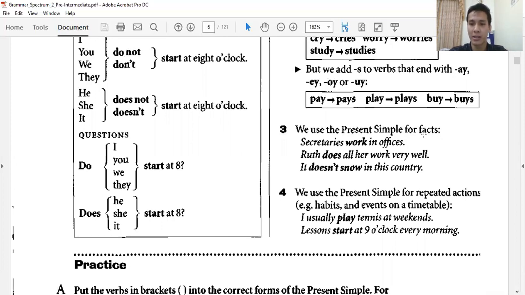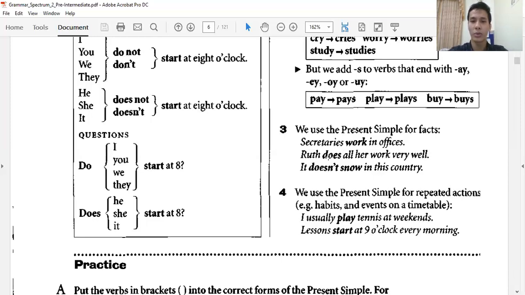So we use present simple for fact. That's something that is fact. There's no fake, but it is fact. For example, secretaries work in offices. So normally the secretary works in the office. They don't work outside. They work in the office, okay?